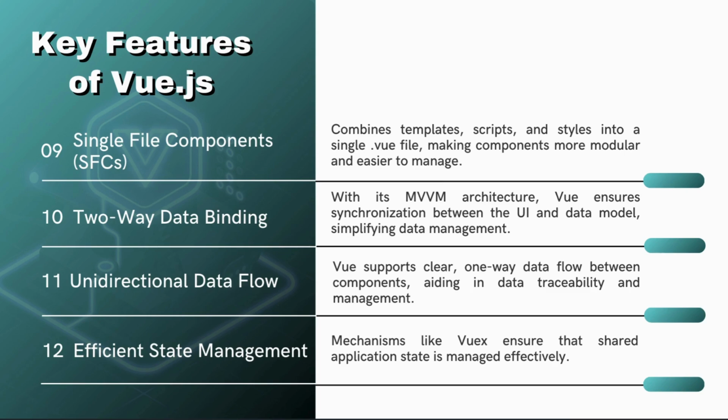The next one is the unidirectional data flow. In addition to two-way data binding, Vue also supports unidirectional data flow. This means that data flows in one direction, from the parent component to the child component, which helps in making the data flow predictable and easy to trace. This clear separation of data handling between components helps in debugging and maintaining the application.